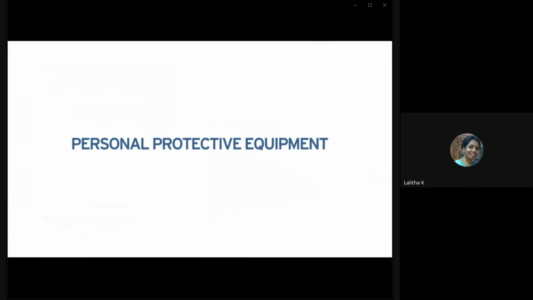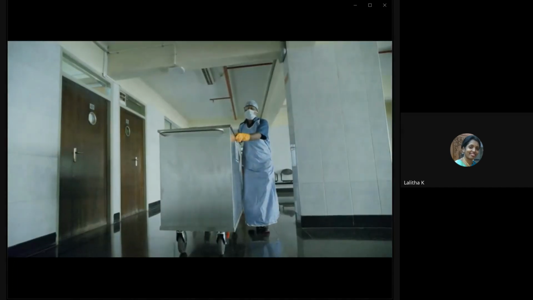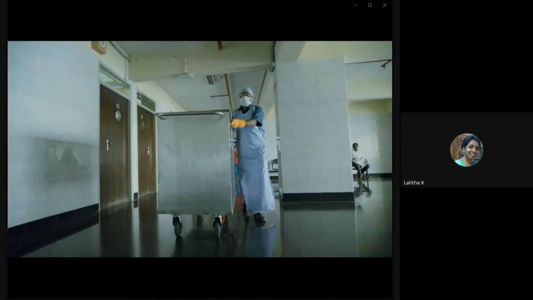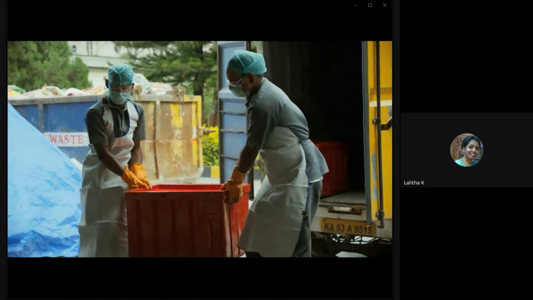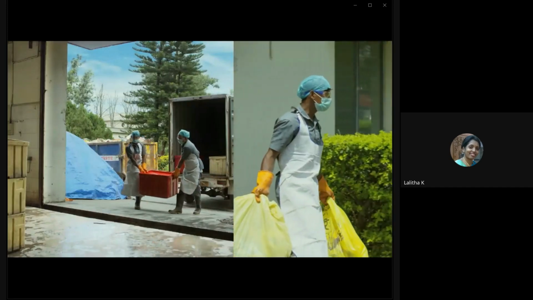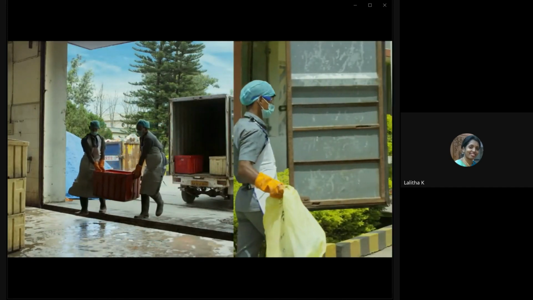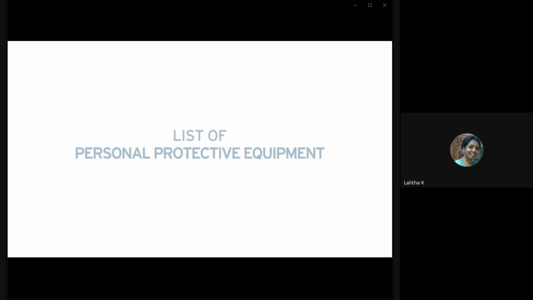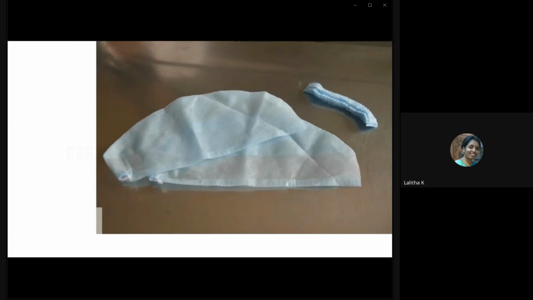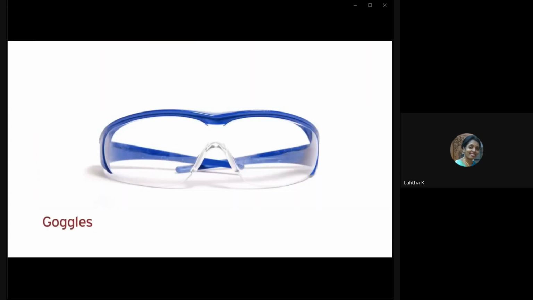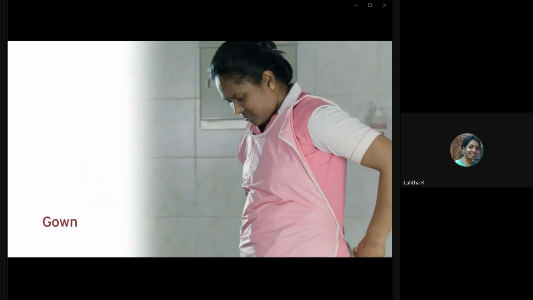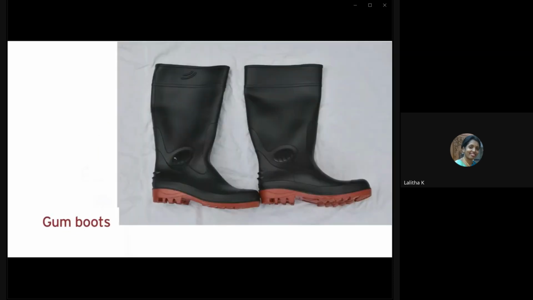Personal protective equipment. Personal protective equipment are specialized clothing or equipment which act as barriers against infectious materials. It should be made available to all personnel who collect or handle waste. The following are to be used by all those who handle biomedical waste: cap or head cover, mask, goggles or face shield, gown, gumboots, and heavy duty gloves.